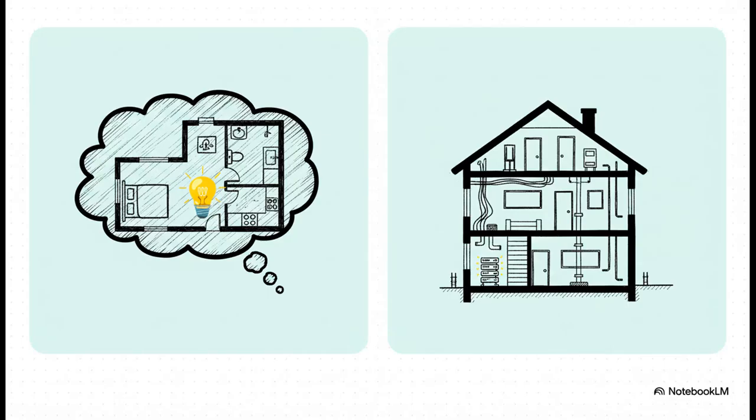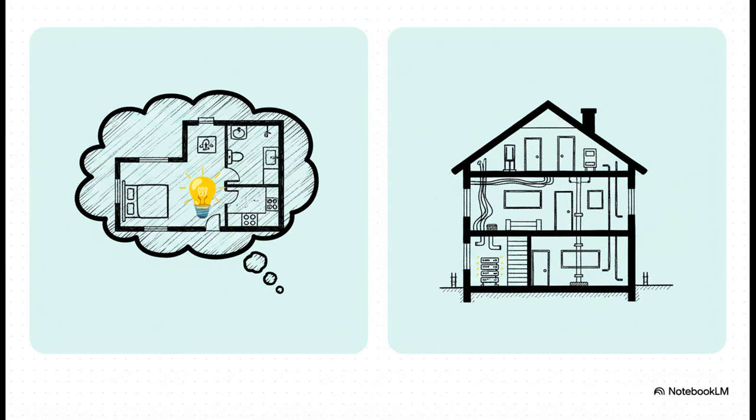Now, this blueprint really has two key parts. On one side, you've got the logical design. That's the what. In our house analogy, this is where you decide, I want 3 bedrooms, 2 bathrooms, and a big open kitchen. It's all about what the user needs and sees.